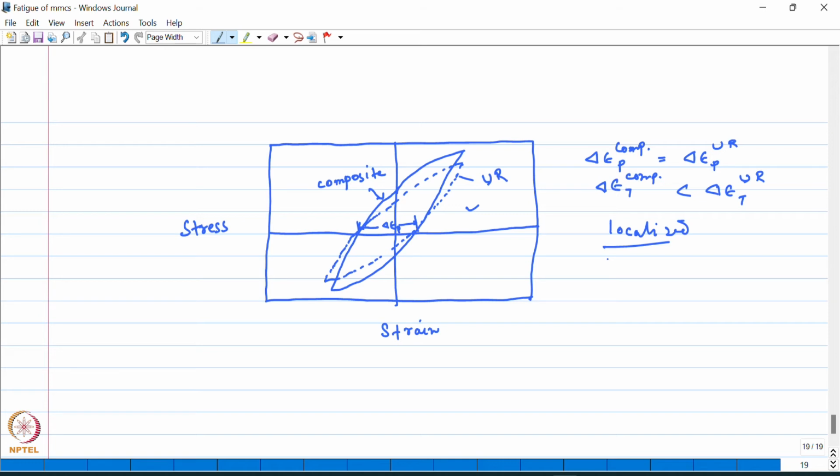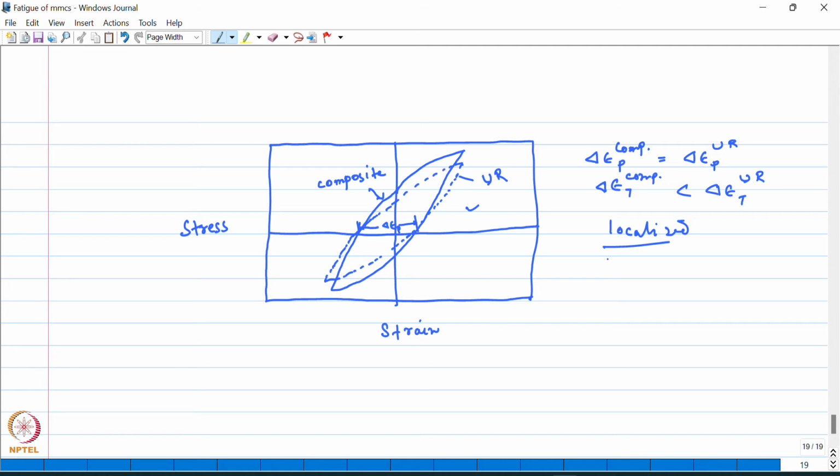Due to such localized deformation conditions, the fatigue life is different for the composite compared to that of the unreinforced material. Therefore, due to such higher plastic strains that develop close to the particles, a higher degree of fatigue damage is expected around those locations.